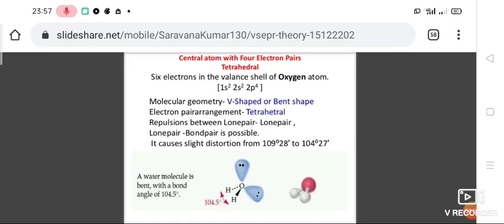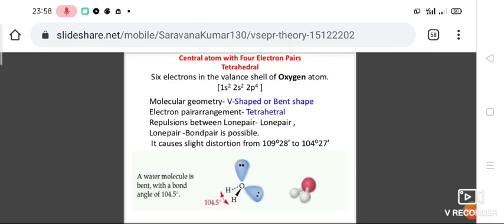This is the electron dot VSEPR theory for the water molecule. When you see the water molecule, it has 4 electron pairs, because 6 electrons belong to oxygen and 2 from 2 hydrogen atoms, available in the valence shell of oxygen, will be directed towards the apices of a tetrahedron.